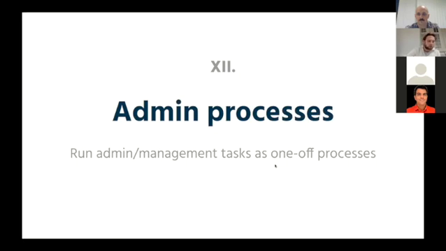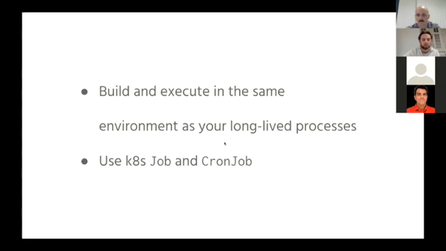And the final principle is admin processes. So it's about running admin or management tasks as one-off processes. So don't run one-off jobs from your local machine over an SSH tunnel. That's a recipe for havoc and too easy for things to go wrong. So instead, build and execute your one-off jobs just like you do for your long-lived processes, and execute them in Kubernetes. You can use job objects or cron job objects to do that.